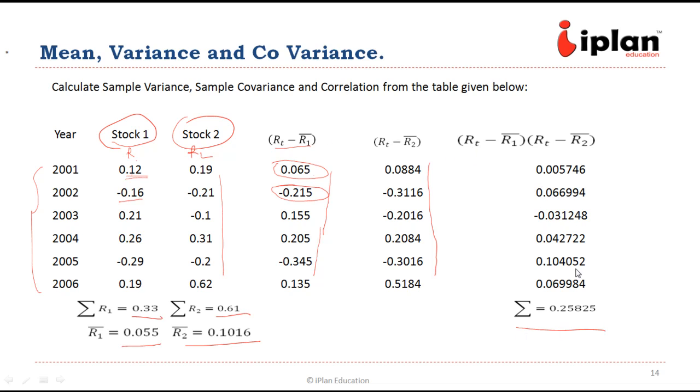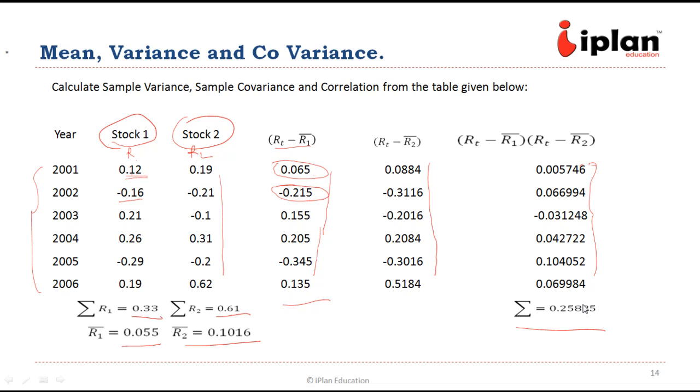Now if we have to calculate the variance, we simply square the deviations and take the average, and then the square root. And if we have to calculate the covariance, we already have the multiplication. We just take the summation and take the average. Let us look at the calculations.